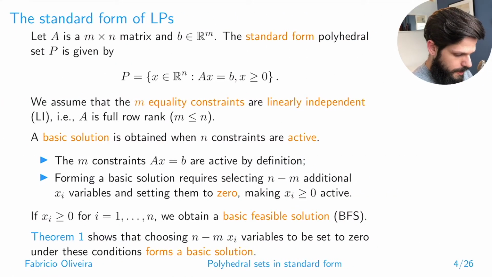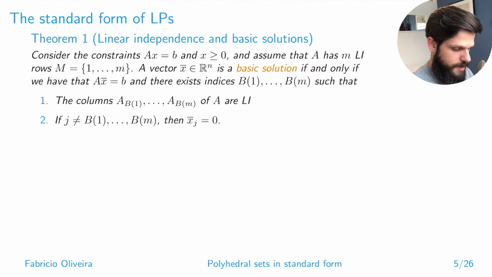Okay. So that's what is behind what we're going to see in Theorem 1: you can just choose n minus m variables to be set to 0, and that forms a basic solution. The theorem has this form as presented in Theorem 1. So basically Theorem 1 is showing this relationship: because you're picking linearly independent columns and then adding the 0 variables, you are basically forming a basis.